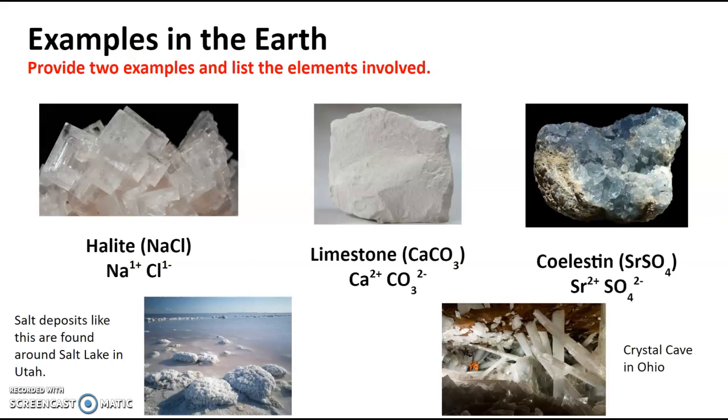And this last one is made out of strontium and sulfate, which is sulfur and oxygen stuck together, and those also have a trade of 2 electrons, where strontium gives 2 electrons away and sulfate accepts them. And these big crystals can form out of strontium sulfate, and you can see the tiny orange people in this huge crystalline cave in Ohio.